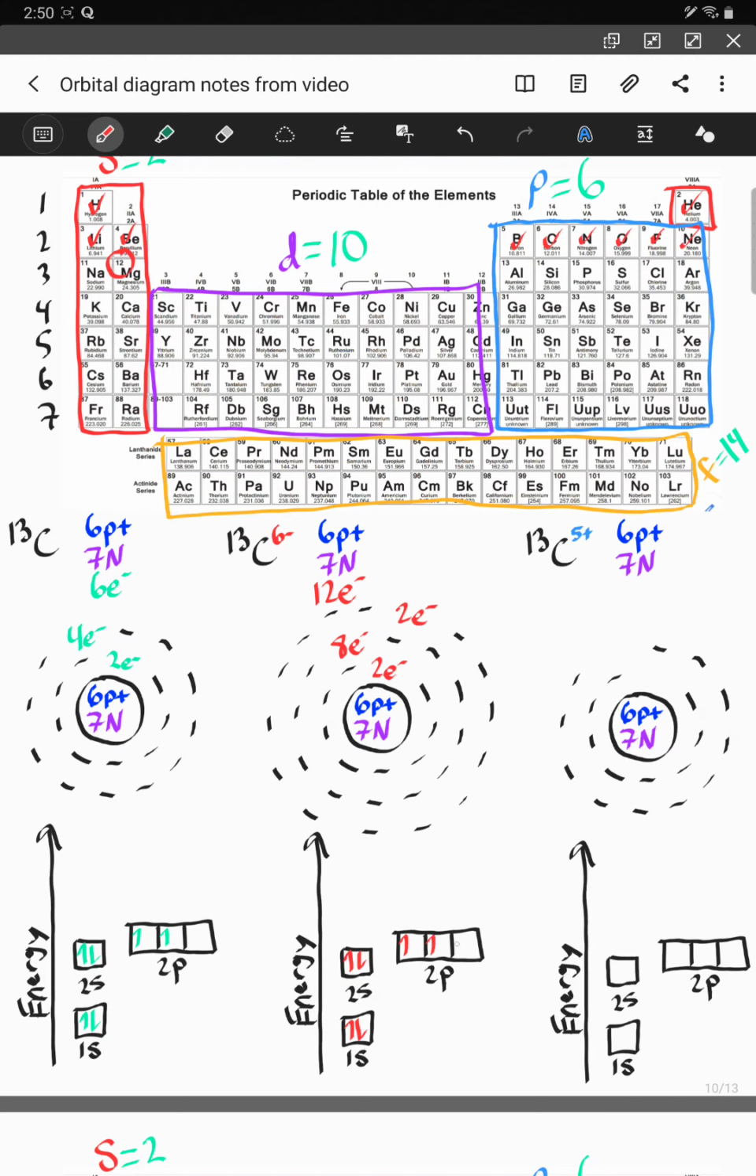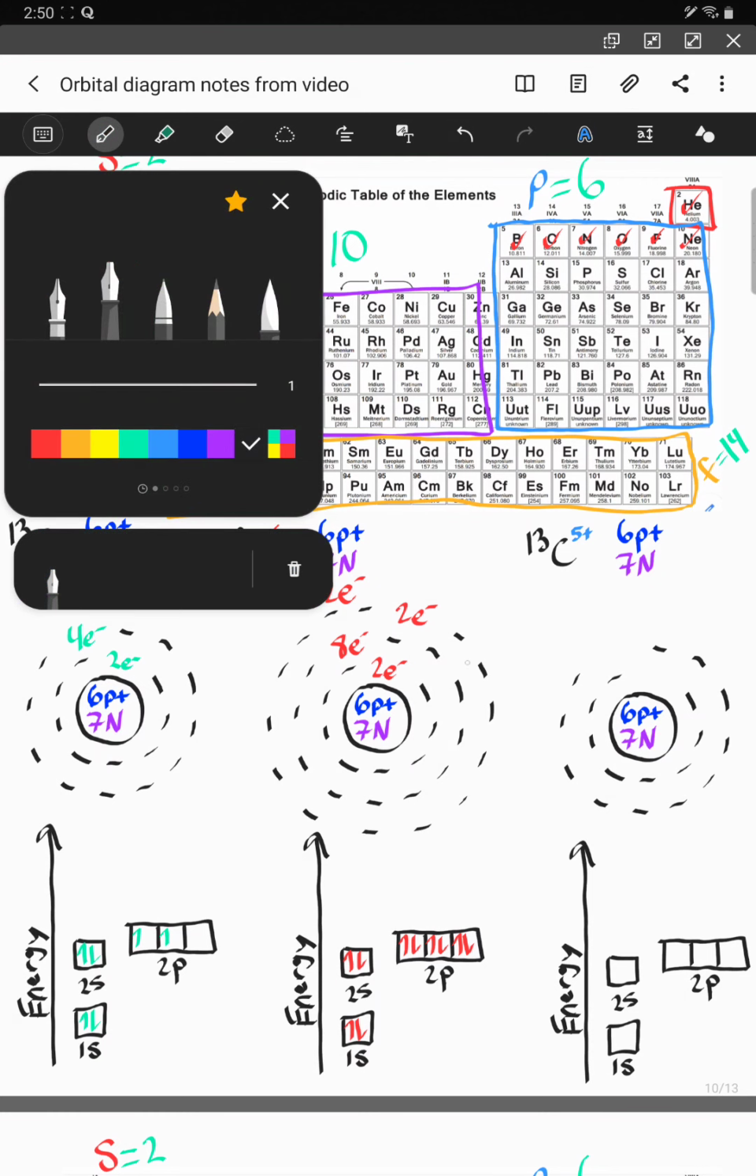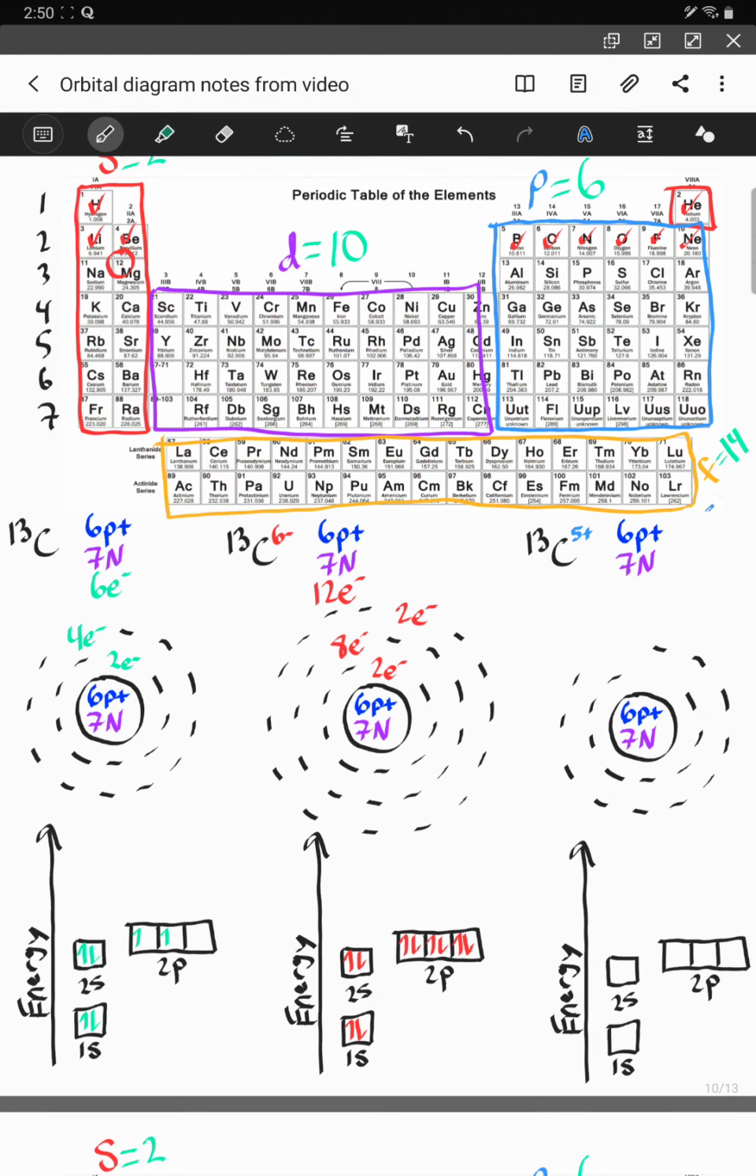1, 2, 3, 4, 5, 6. Well, wait a second. Did we just run out of orbitals and boxes that we can put these electrons in? Well, let's think back to what we did for the Bohr model example. We had to draw an extra energy level. So we're going to have to do the same thing here, where we're going to have to draw an extra energy level, or however many boxes we need to fill in the rest of the electrons.